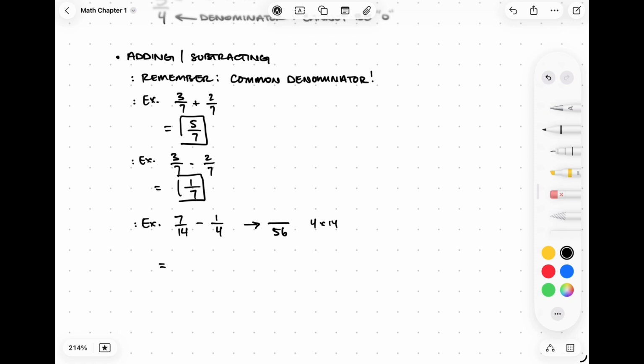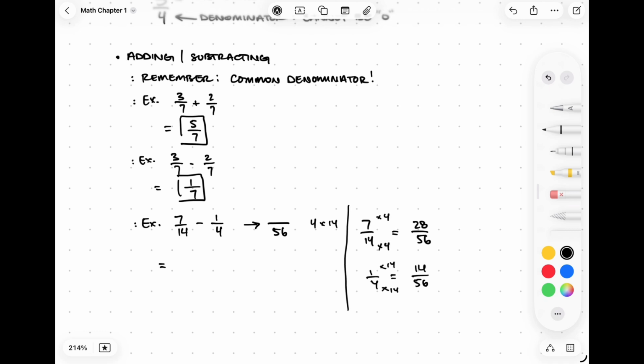But you have to remember that the 7 over 14, in order to make it 56, I'm going to have to multiply the bottom by 4, which means I also have to multiply the top by 4. So usually I would like to just write it on the side here, just to make sure that I don't make a mistake there. And then the other one, 1 over 4, I'm going to have to multiply the bottom by 14 and the top by 14 to make it 56. So I'm going to have 14 over 56.